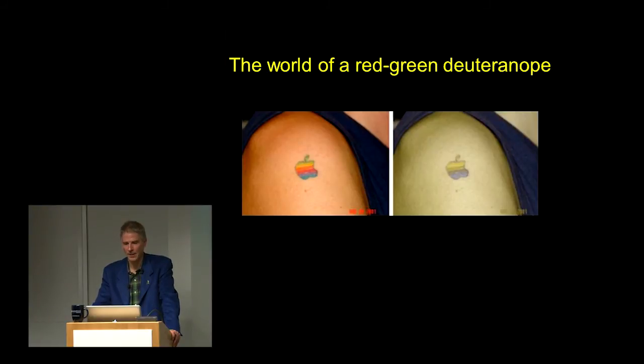So if you're a particular type of colorblind, a red-green deuteranon, nope.